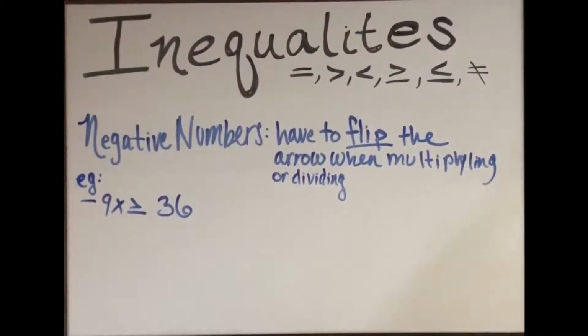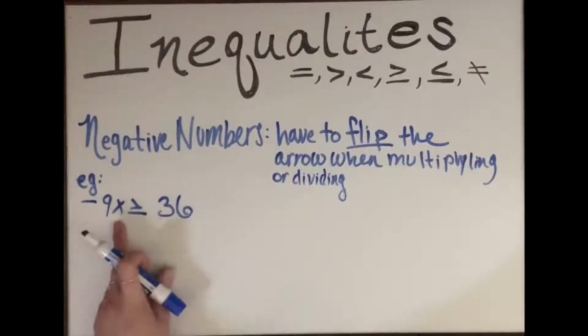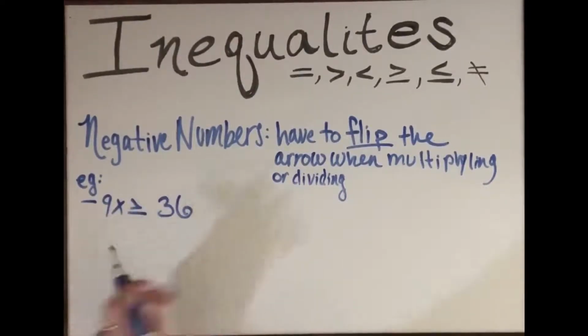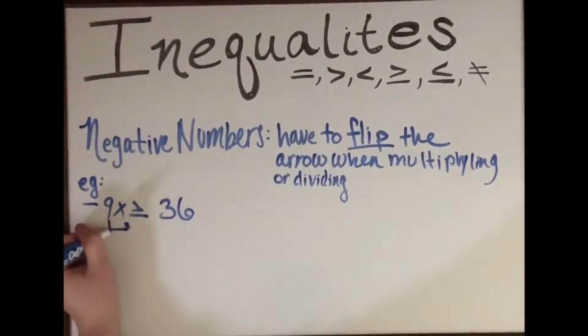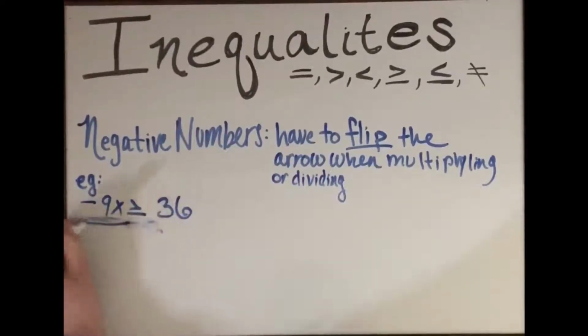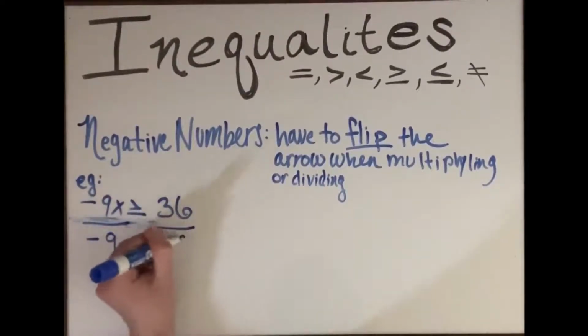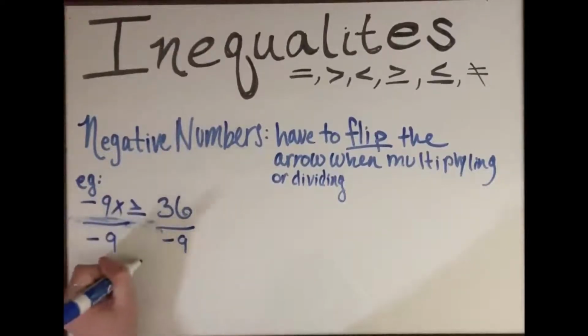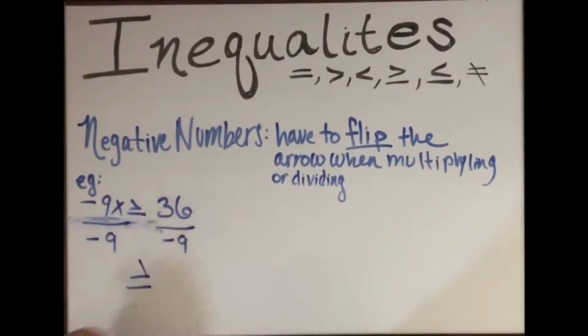Okay, so when we're multiplying or dividing by a negative number, we have to flip the arrow to keep the right values on the right side. So here's an example. I have negative 9x is greater than or equal to 36. We're going to solve for x, and by doing that, we divide both sides by negative 9, right? If we just keep this like this and treat it as an equal sign and carry it down, negative 9 divided by negative 9, x is that, 36 divided by negative 9 is negative 4.